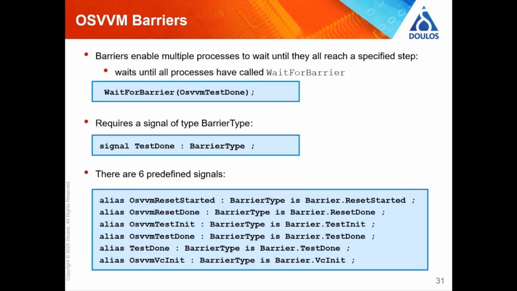We also have synchronization in both libraries. We have barriers in OSVVM, which enable you to say, wait for a particular barrier to occur so that you can have all your verification components lining up at a particular point and waiting for a certain thing to happen. There are 6 predefined signals that you can do that on, and you can also declare your own.